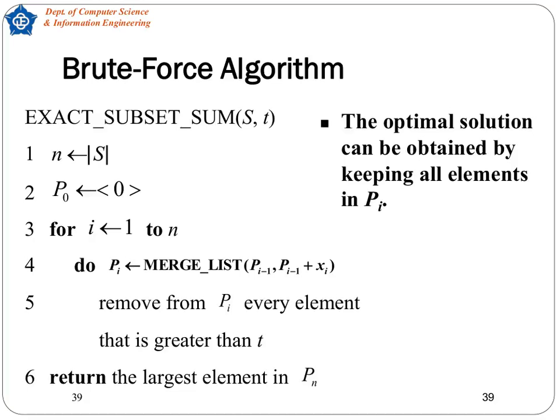Once all n elements have been processed, the largest sum left in P_n is guaranteed to be the optimal solution. By carrying forward every possible partial sum at each step, this method explores every combination and never misses the best subset, even though it can be quite costly in time. Next, we'll see how trimming can dramatically speed up this process without sacrificing too much accuracy.